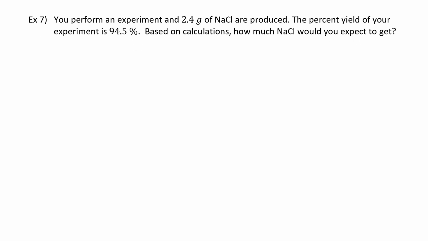Let's do one more example together. You perform an experiment and 24.6 grams of sodium chloride are produced. The percent yield from your reaction was 94.5%. The question is, based on your calculations, how much NaCl would you expect to get? So here I've given you the percent yield. I've given you the actual amount. I'm asking you to solve for the theoretical amount.